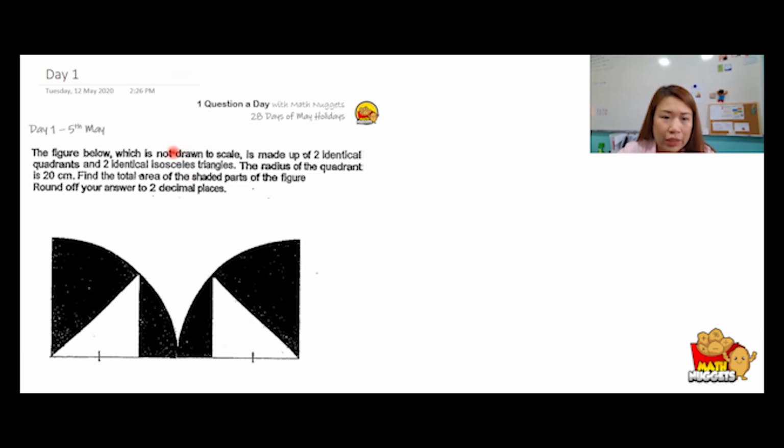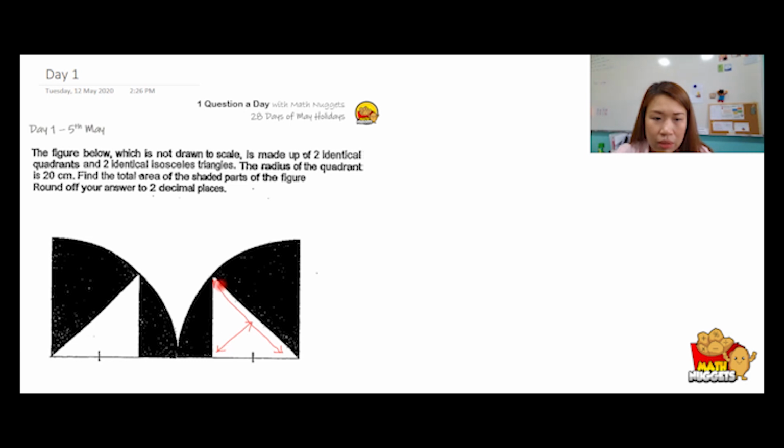So what we know here is that the radius of the quadrant is 20 cm. So this part here is the radius of the quadrant, which is 20 cm. Right? So first we probably need to find out the area of the unshaded triangles. So we need to know the base and height of the triangles.